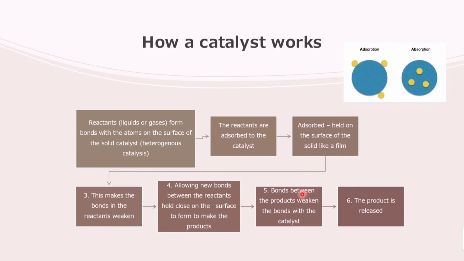And once the bonds between our products are formed, this weakens their bonds with the catalyst, so our product is eventually released. So a catalyst basically weakens the bonds of our reactants when they are adsorbed, and this means it's more likely to form bonds with the other reactants to form our products.